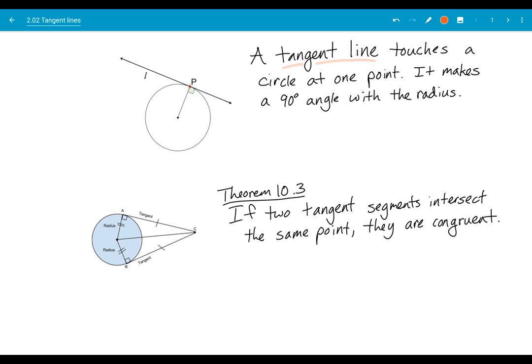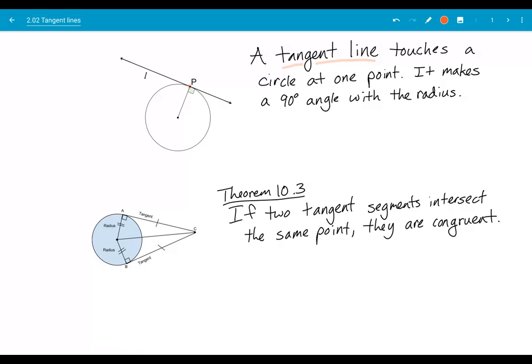And because of that, it has to be perpendicular to the radius. If it wasn't, it would end up cutting through the circle and it wouldn't make that perfect 90-degree angle. It would also not be considered a tangent line if it went through more than one point. So, 90-degree angles create a lot of interesting situations.